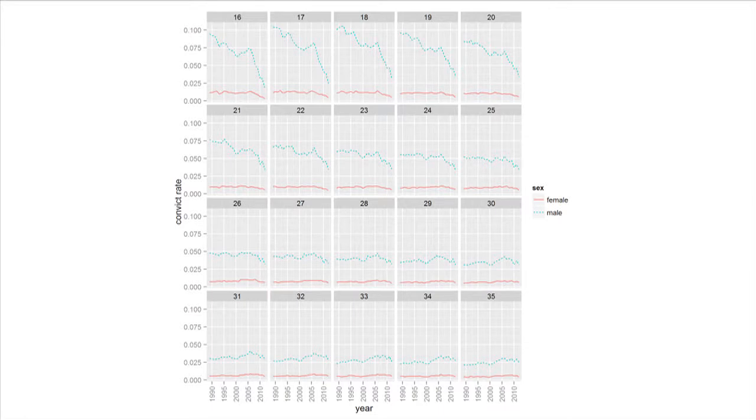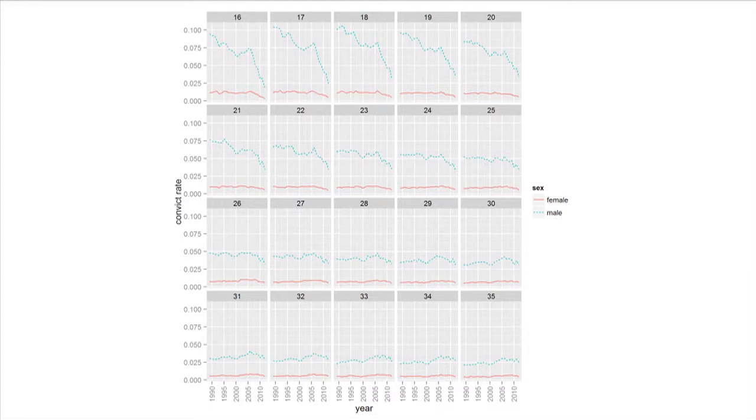reduction hasn't occurred to the same extent in all age groups. It's occurred amongst those age groups that historically had the greatest risk of conviction. And it's occurred specifically within the age ranges of around 16 to about 23.